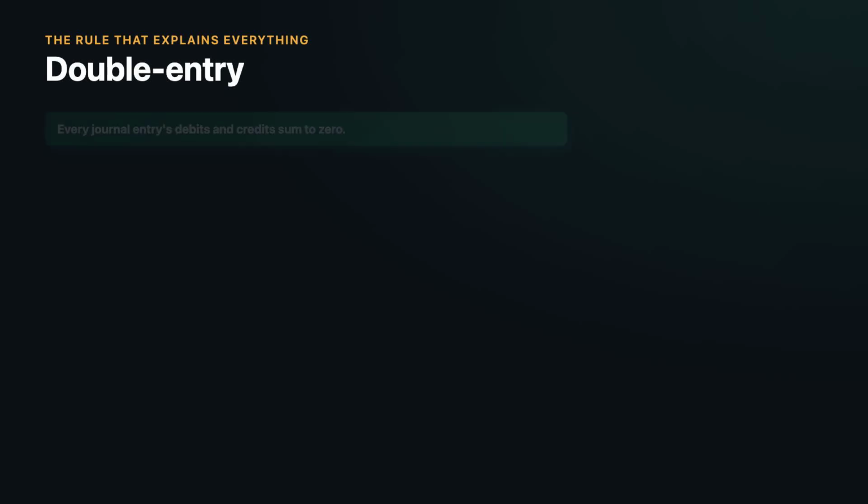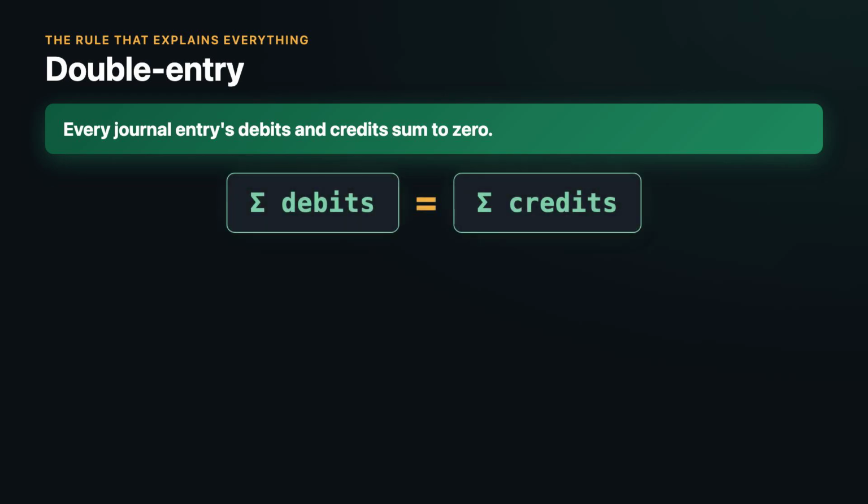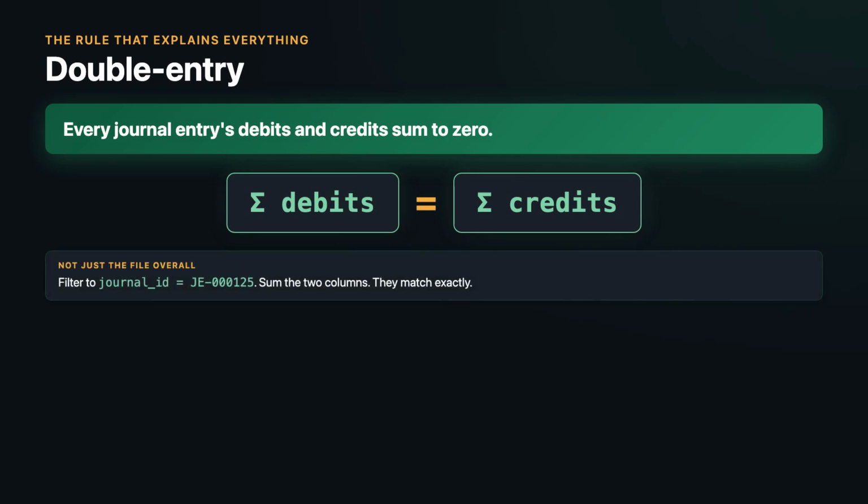Here's the rule that explains everything. Every journal entry's debits and credits sum to 0. Not just the file as a whole, though that's also true, every individual journal entry. If you filter the file to a single journal ID and add up the 2 columns, the totals will match exactly.